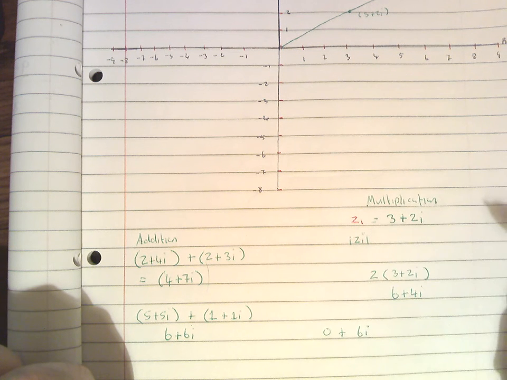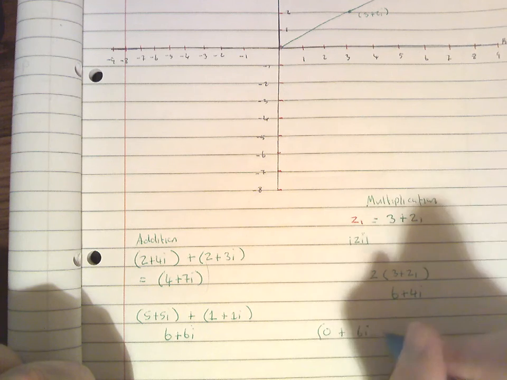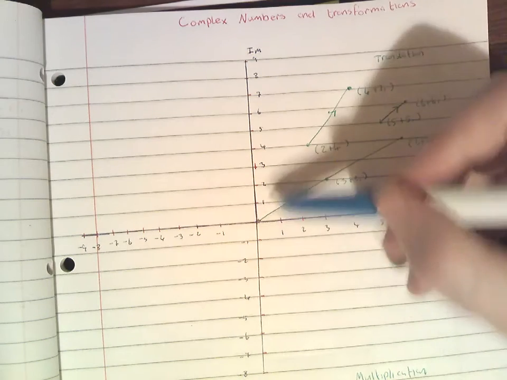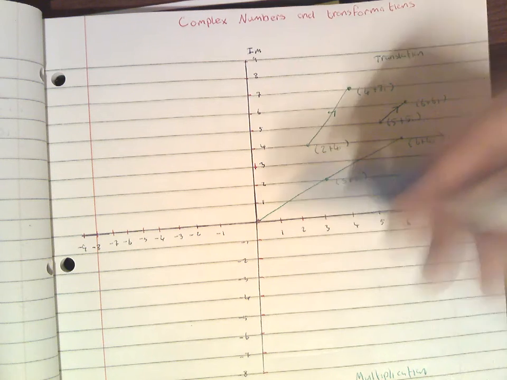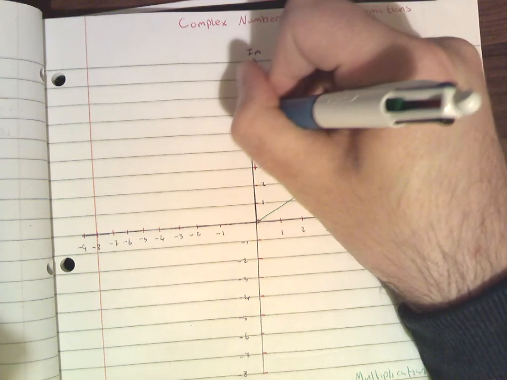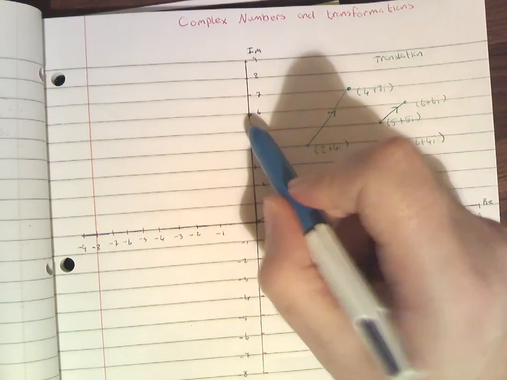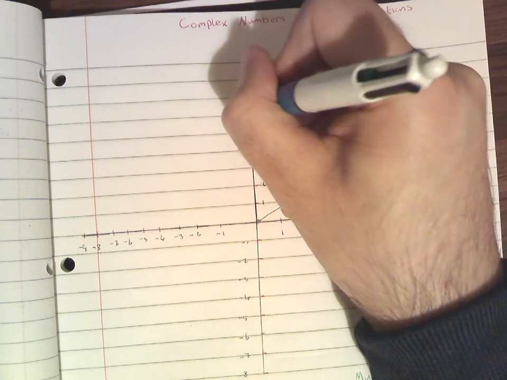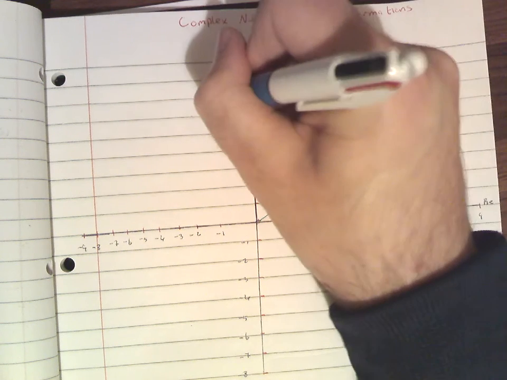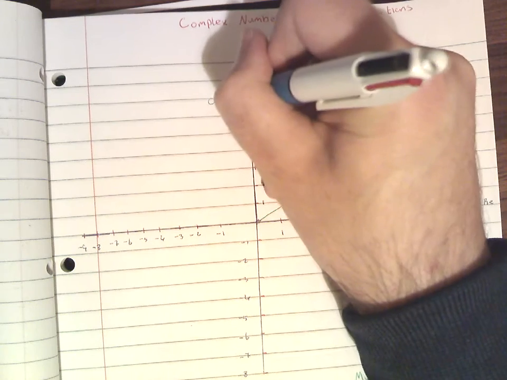So 0 plus 6i. So this is our complex number. So we can plot this number here on the diagram. So it's 0 and then it's 6i, so it's going to be up here. Okay, so that's our complex number there. So that's 0 plus 6i, and I'll just draw an arrow. So this is 0 plus 6i.